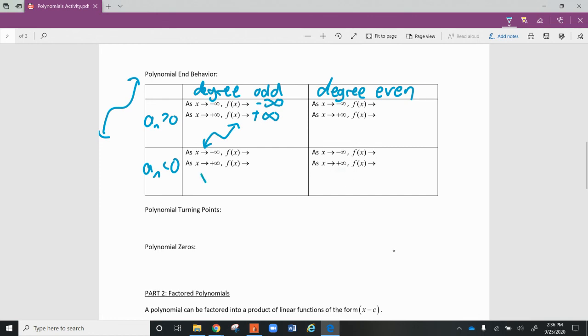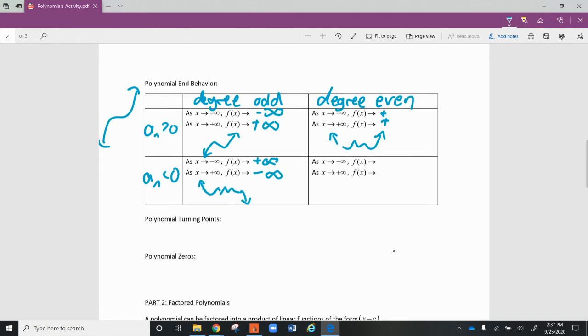If it's odd degree and negative leading coefficient, it was up on the left and potentially wiggles and then down on the right. So that'd be the opposite. As x goes towards negative infinity, which is left, f of x goes towards positive infinity. And as x goes towards positive infinity, f of x goes towards negative infinity. Now even degree is where they are the same on both sides. So if it's positive leading coefficient, it's up on both sides. And if it's negative leading coefficient, it's down on both sides.